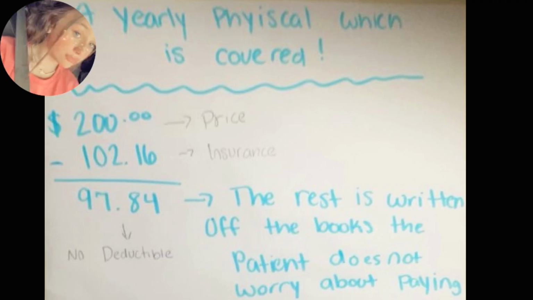So for the last part of this, we're going to use a different scenario, but it's the same exact equation since the prices are very, very similar considering the type it is. So for a yearly physical, it's the same $200, which is the price of the office visit. And for the Medicaid insurance, again, they take off $102.16, which comes to a total price of $97.84. But in this case, since it is a physical and it is covered, there is no deductible.